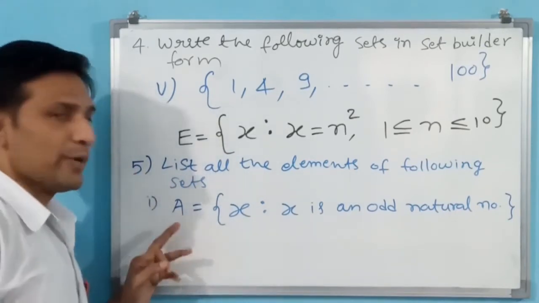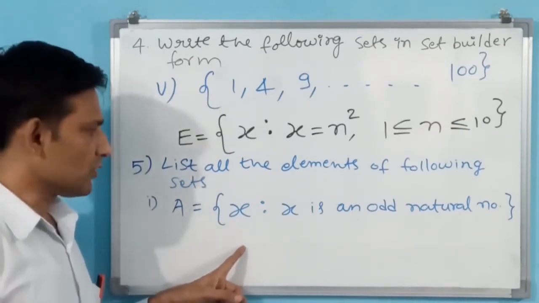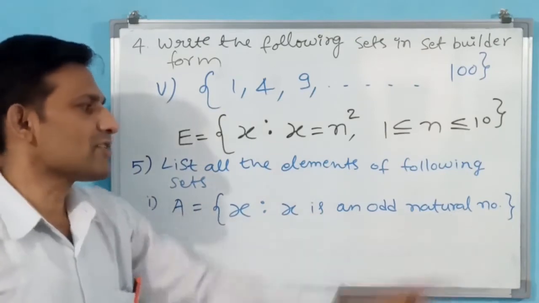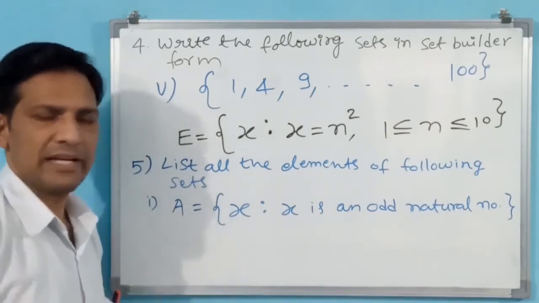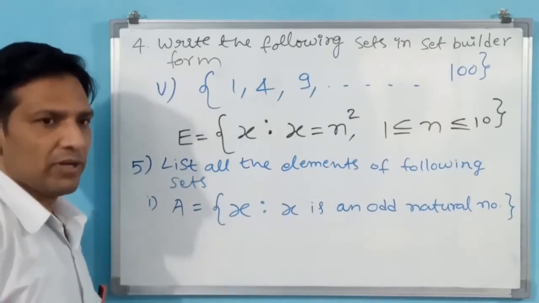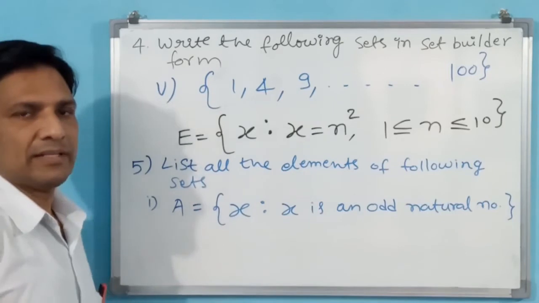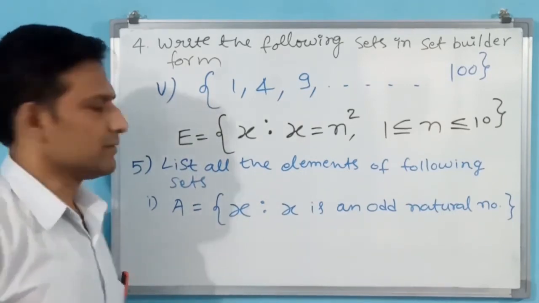Okay, see, A is equal to, for all the values of x, x is an odd natural number. We know odd numbers are 1, 3, 5, 7 like that. Even numbers are 2, 4, 6, 8 like that. Natural numbers start from 1. Then the first odd number, what you have to take? You have to take 1.